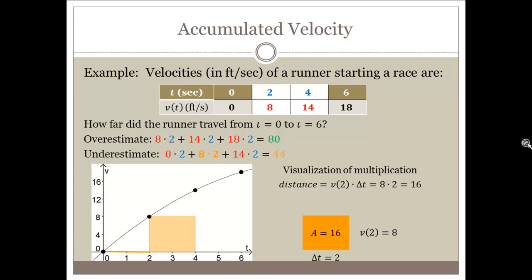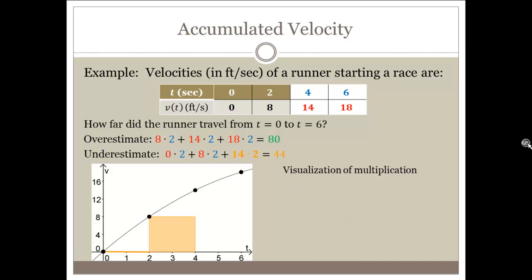In our last time interval, from t equals 4 to t equals 6, we calculated the distance traveled using the velocity v of 4, which was 14, and delta t equals 2, for a total distance of 28 feet. This can be represented as a rectangle with height 14 and width 2, giving an area of 28.